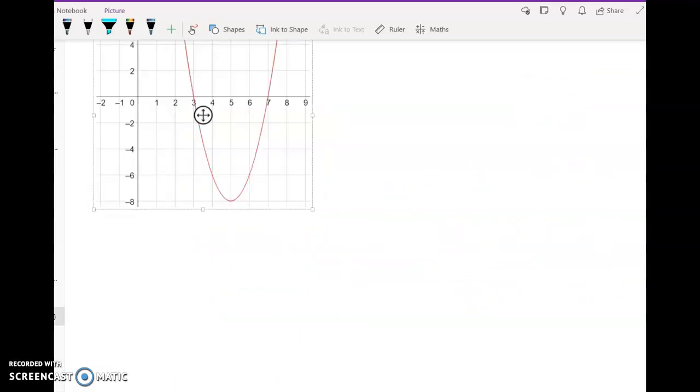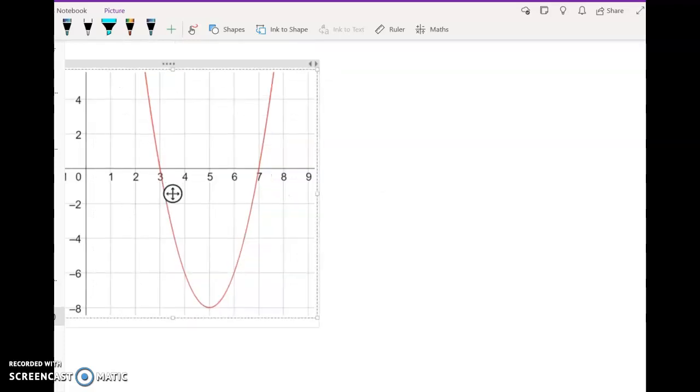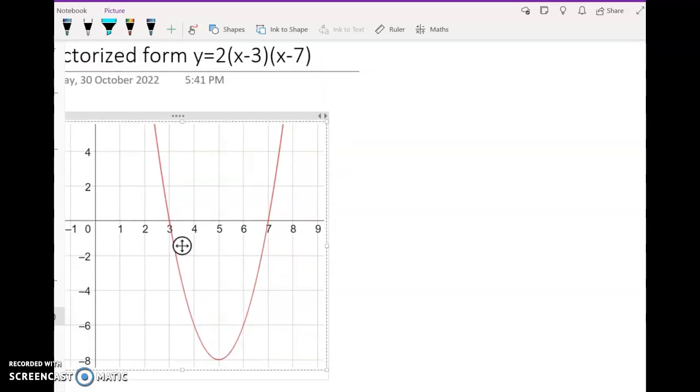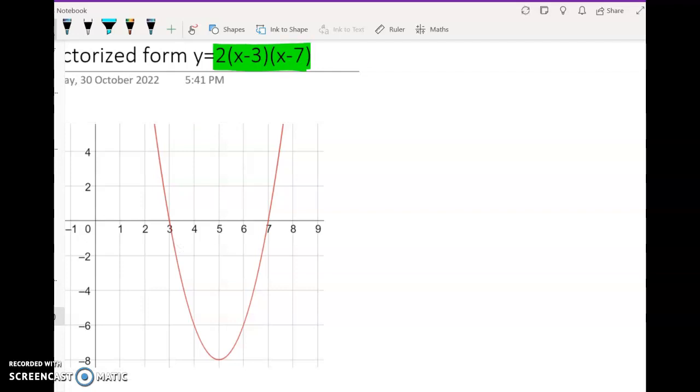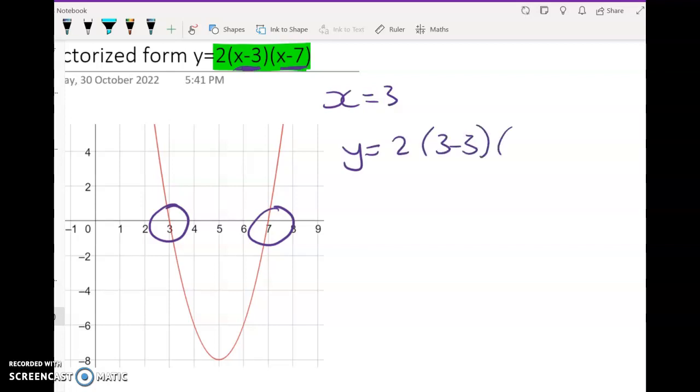The next one we're going to look at is what we call factorized form. So here we've got the graph of y equals 2 times x minus 3 times x minus 7. And when you've got it written out like this, you get information about where the x-intercepts are. And they're at x equals 3 and x equals 7. So what's going on? Well, when x is equal to 3, we have y is equal to 2 times 3 take away 3 times 3 take away 7. This one here is 0. So that means that the whole thing will be 2 times 0 times whatever, and that gives me 0. So that's the first x-intercept.